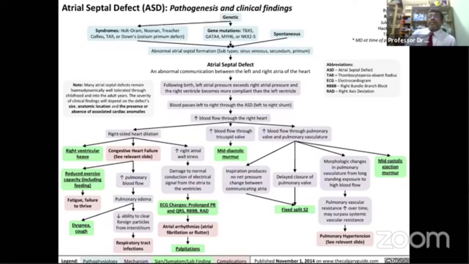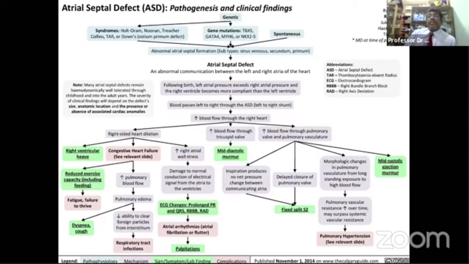As there is increased blood flow into the pulmonary vessels, the pulmonary vasculature markings are prominent. And later, when pulmonary hypertension develops, in severe pulmonary hypertension we may get oligemic lung fields. So these are the X-ray findings, and echocardiography is the gold standard investigation to diagnose the atrial septal defect. This is the confirmation of the diagnosis.